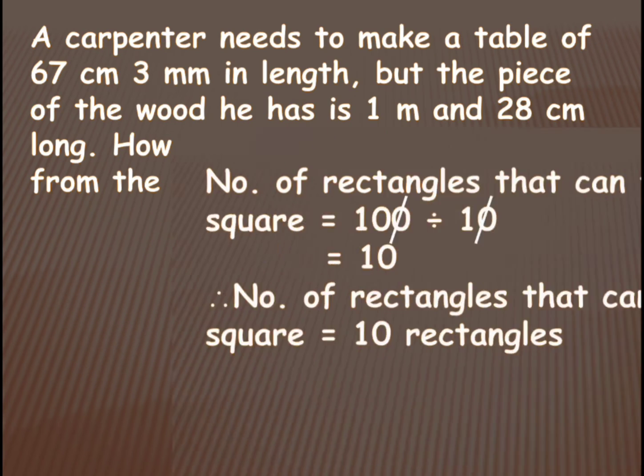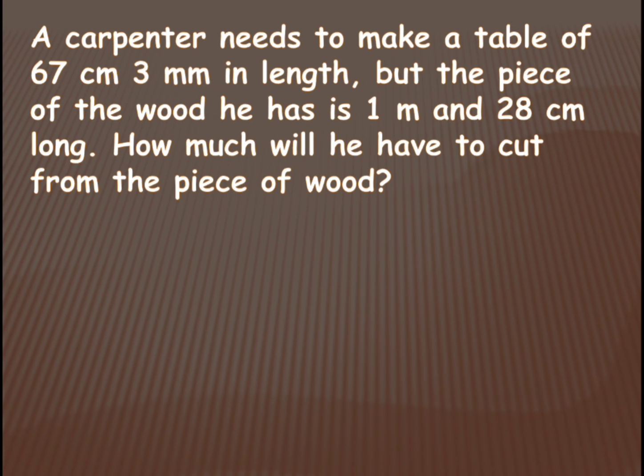Okay, next. Now we have completed area and perimeter. Now let's start with length. A carpenter needs to make a table of 67 centimeters 3 millimeters in length. But the piece of wood he has is 1 meter and 28 centimeters long. How much will he have to cut from the piece of wood? So the total amount of wood he has is 1 meter 28 centimeters, but how much does he need to make a table? 67 centimeters 3 millimeters.